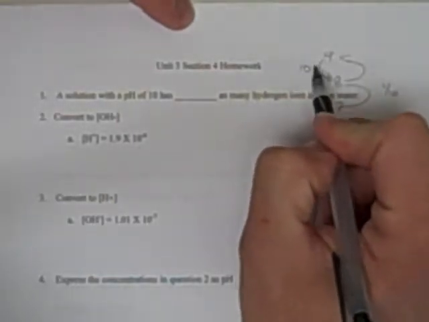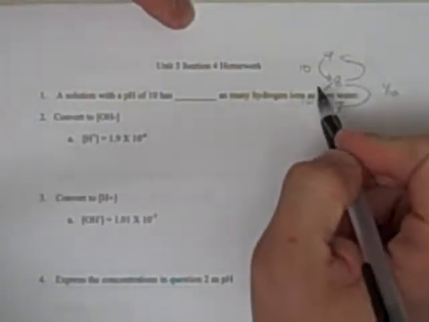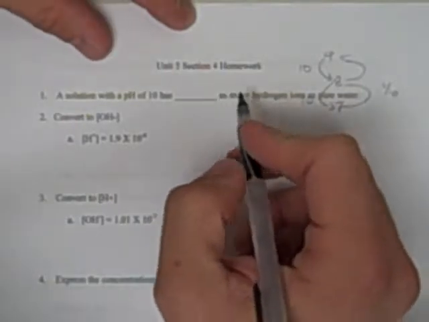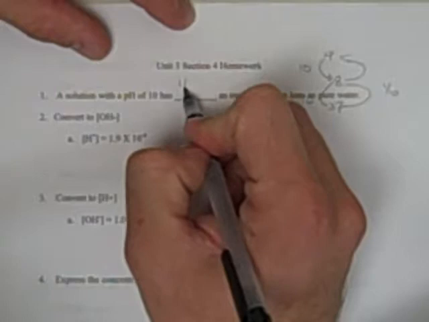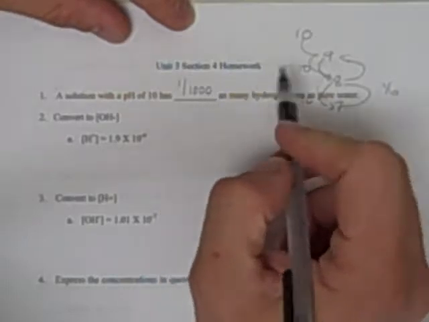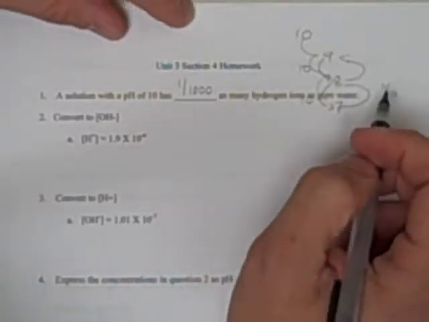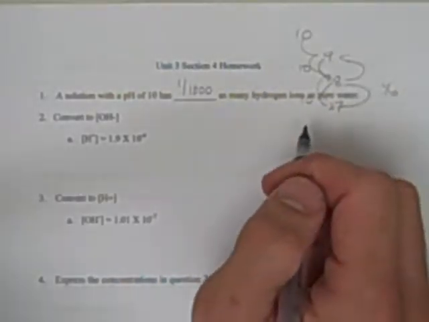Or if you want to think of it going backwards, when I go from 9 to 8, that's a tenfold increase in hydrogen ions. Or 8 to 7, that's another 10. So the difference between 7 and 10 is going to be that the solution with pH of 10 has 1/1000th as many hydrogen ions as pure water. Or in other words, going from 10 to 9 to 8 to 7, that's going to be a 1,000 times increase in hydrogen ion concentration. So that's more of a conceptual thing.